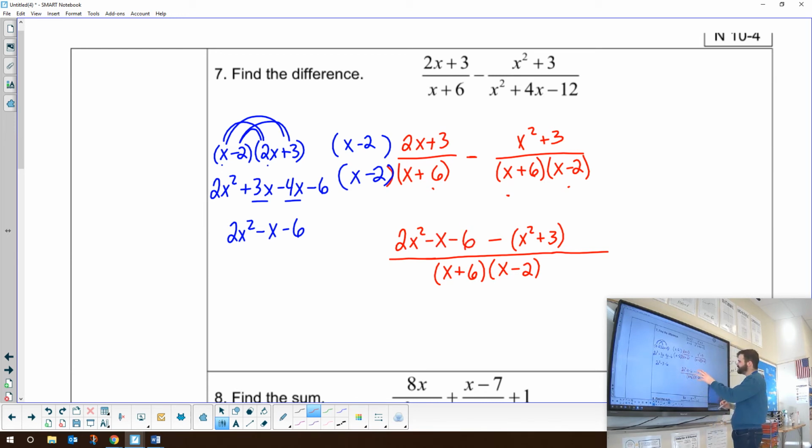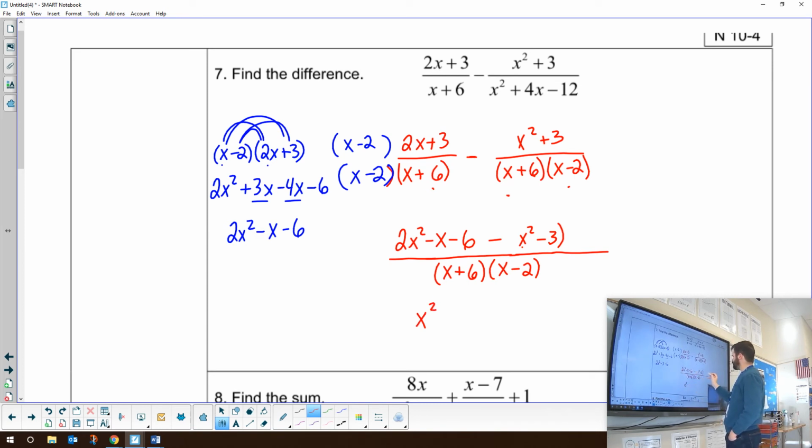And all we're going to do is subtract x squared plus 3. So let me rewrite this. If we're subtracting x squared plus 3, that means we're going to be subtracting this x squared. But that also means that I'm going to be subtracting this 3. So now, all I need to do is combine like terms. We got our final answer. So, 2x squared minus x squared is 1x squared.